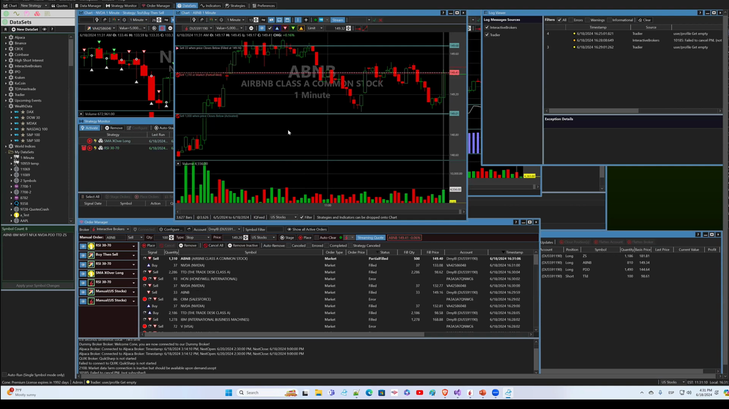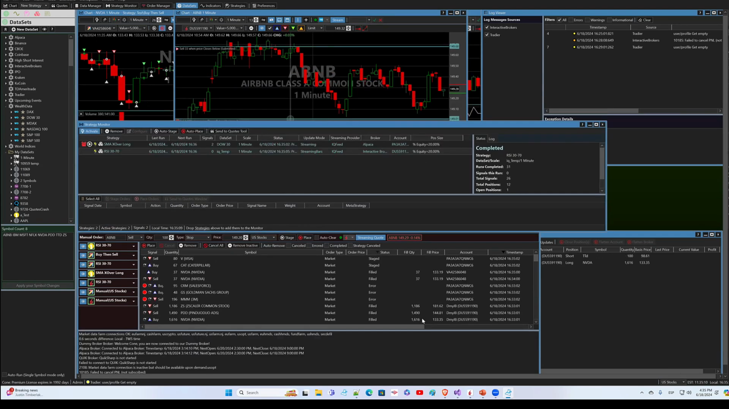Oh, there you go. You can see another partially filled line, so a strategy traded Airbnb, and you saw the trade line come up. So that was cool. All right. Well, that's it for today.